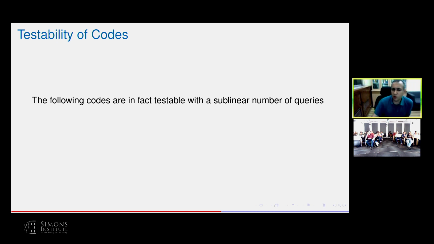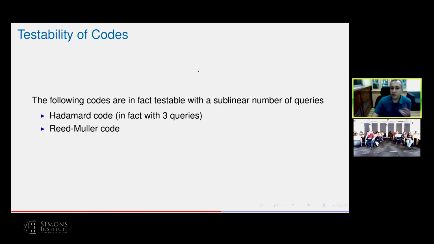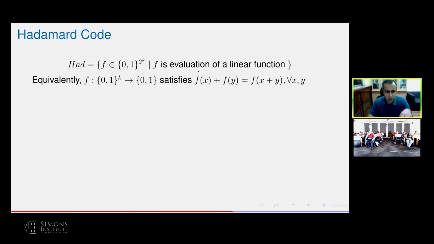So what are the codes that we know that are testable with a sublinear number of queries? There are two classic codes among the codes which we have been talking about. One is the Hadamard code, which we mentioned. This is basically the code which corresponds to the evaluation of all linear functions, and in fact, this is testable with three queries. There's another code, the Reed-Muller code, which is the evaluation of low degree multivariate polynomials. It's not testable with a constant number of queries, but it's testable with a sublinear number of queries.